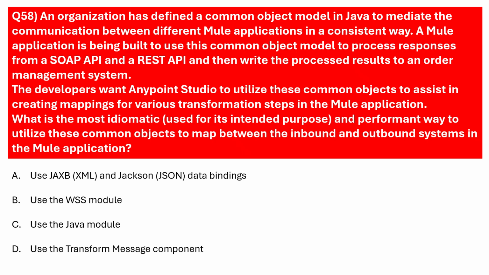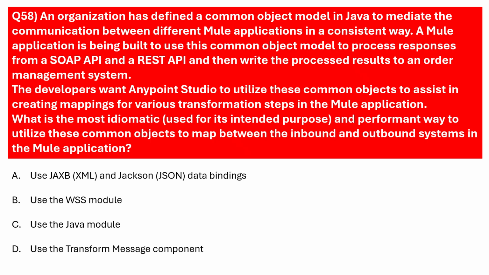Q58. An organization has defined a common object model in Java to mediate the communication between different Mule applications in a consistent way. A Mule application is being built to use this common object model to process responses from a SOAP API and a REST API, and then write the process results to an order management system. The developers want Anypoint Studio to utilize these common objects to assist in creating mappings for various transformation steps in the Mule application.